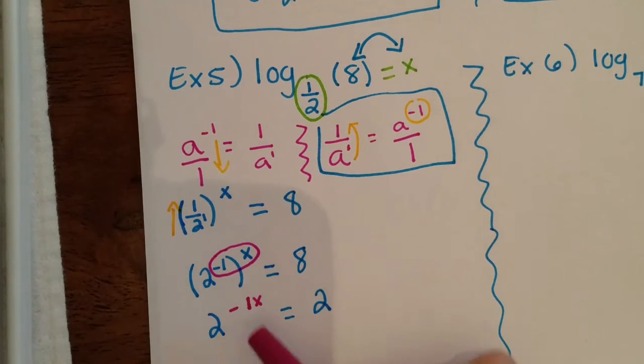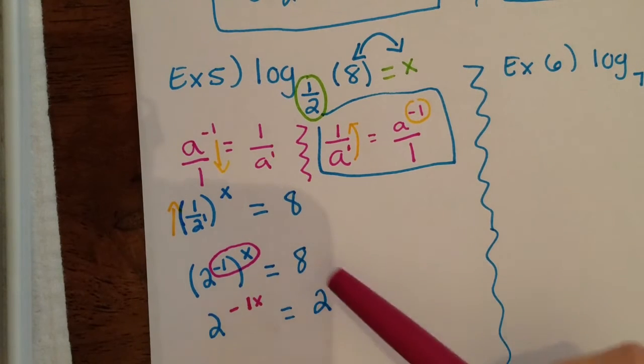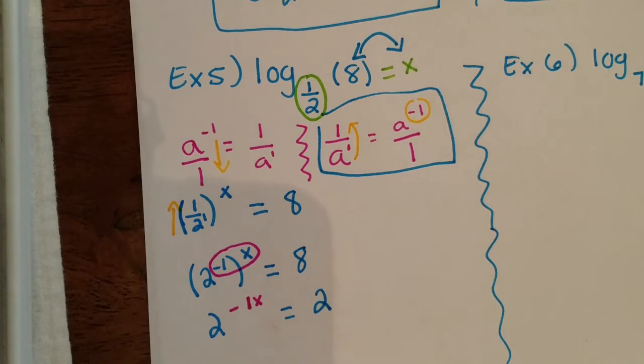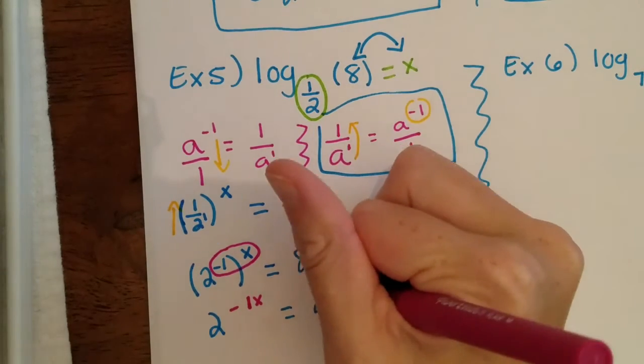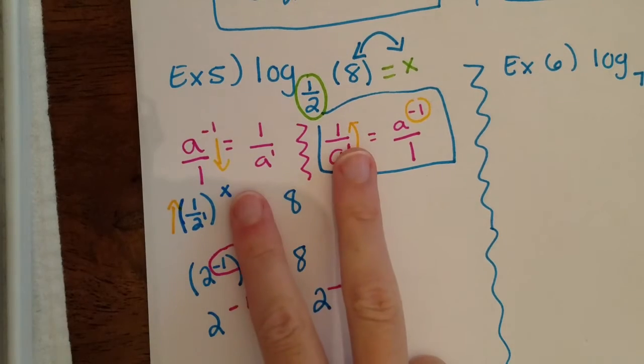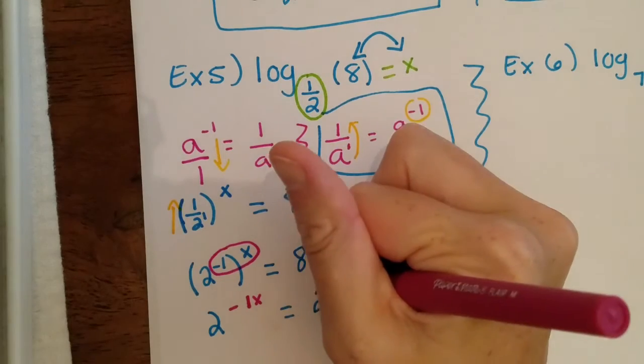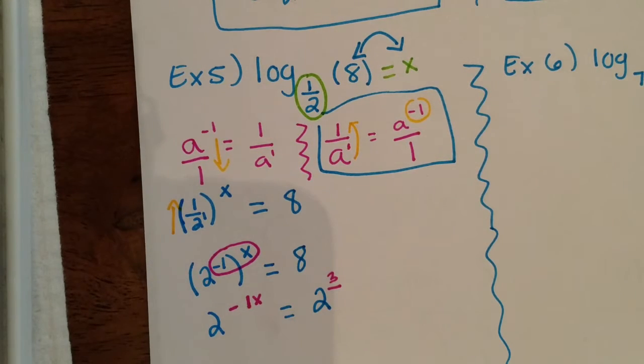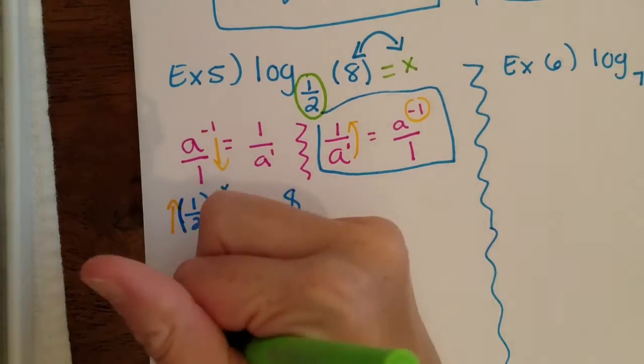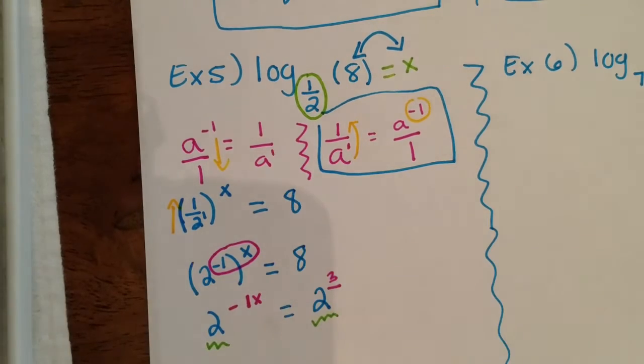Negative 1 times x is negative 1x. So that's 2 to the negative 1x power, which I know is a little weird, but we're going to get through it. And then on this side, we want to know 2 to what power will give me an 8. So let's see here. 2 times 2 is 4 times 2 is 8. So that would be 2 to the third power. Alright guys, we have accomplished our goal. We have gotten the same base on both sides. So now that we have the same base on both sides, we can just set those exponents equal to each other. So I'm going to set negative 1x equal to 3.